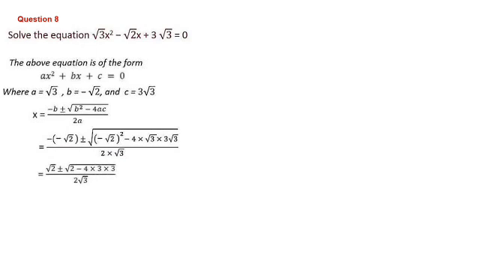A little bit of calculation. Minus into minus is plus, root 2 plus or minus root of minus root 2 the whole square. Minus root 2 the whole square: minus square is plus, root 2 square is 2. So plus 2 will be coming. 4 into root 3 into root 3 is 3, again one more 3 is there, so 3 into 3 will be coming. Minus 4 into 3 into 3. Remember, root 3 into root 3 is 3, again there is one more 3, so that's why 3 into 3 we have written, divided by the denominator, 2 root 3.